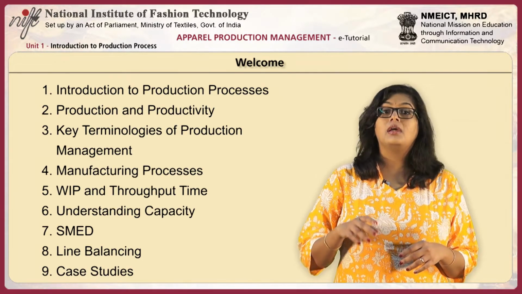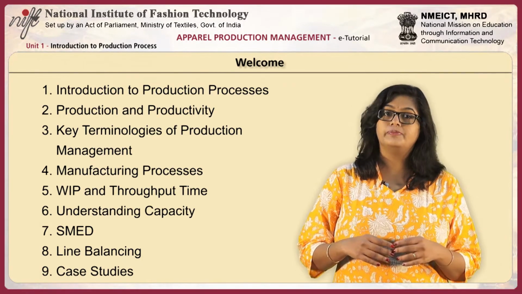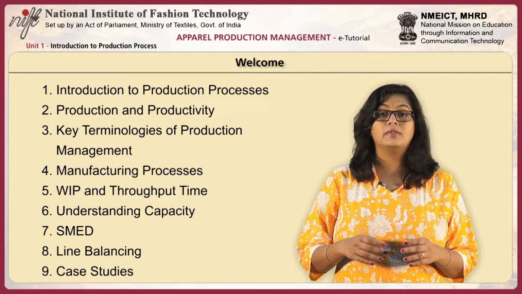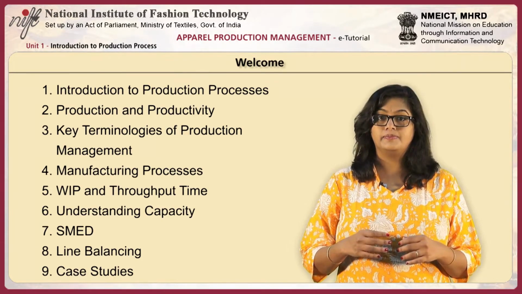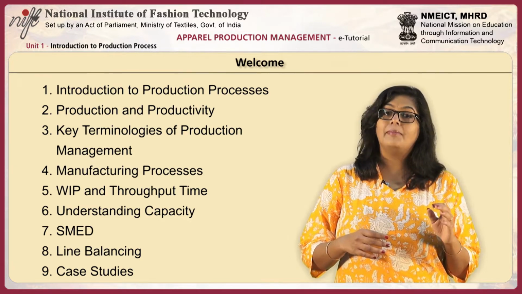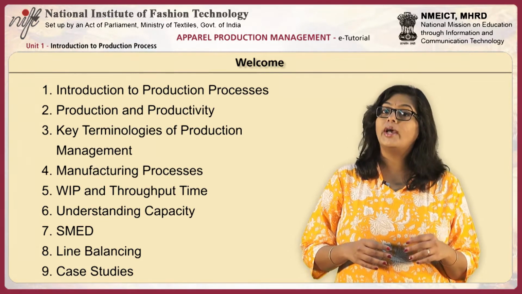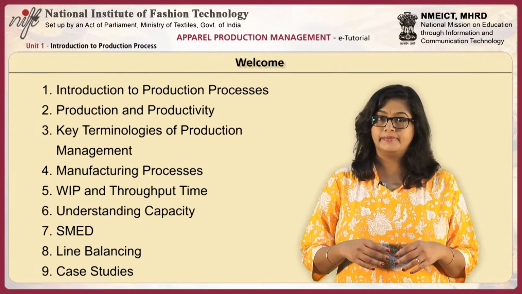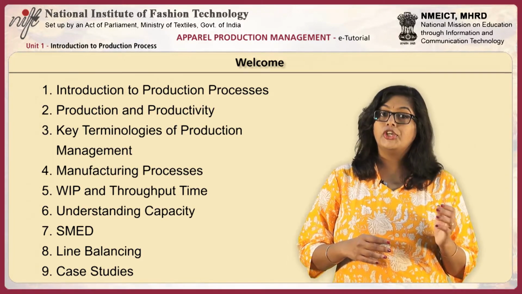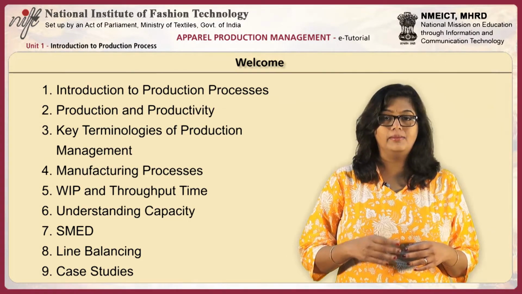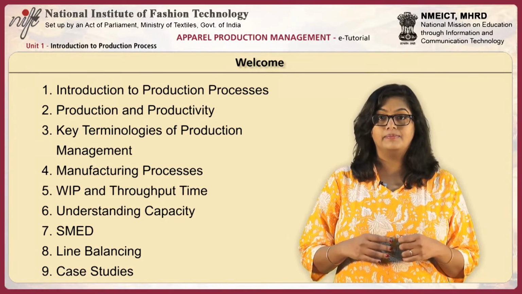Unit 1, Introduction to Production Processes. Unit 2, Productivity. Unit 3, Key Terminologies of Production Management. Unit 4, Manufacturing Processes. Unit 5, WIP and Throughput Time. Unit 6, Understanding Capacity. Unit 7, SMED. And the last and final Unit 8, Line Balancing.